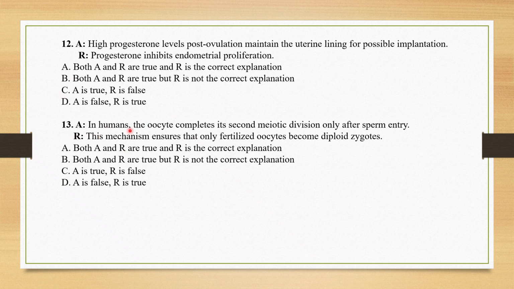Question 13. Assertion: In humans, the oocyte completes its second meiotic division only after sperm entry. Reason: This mechanism ensures that only fertilized oocytes become diploid zygotes. The assertion and reason both are true, and reason is the correct explanation, so it will be option A here.